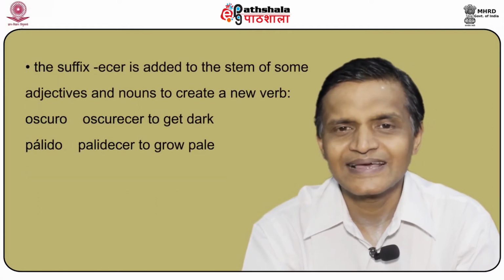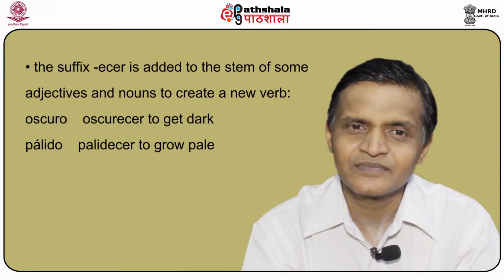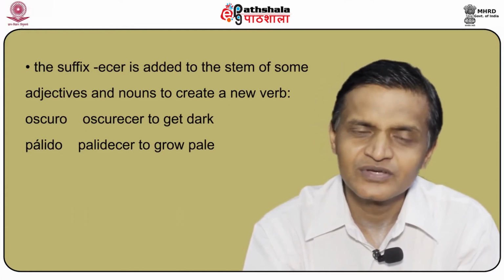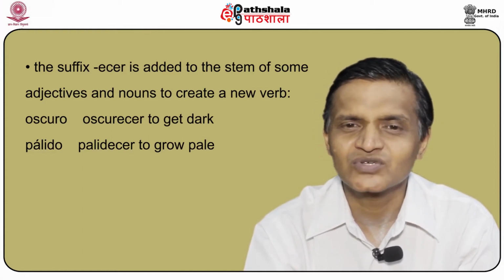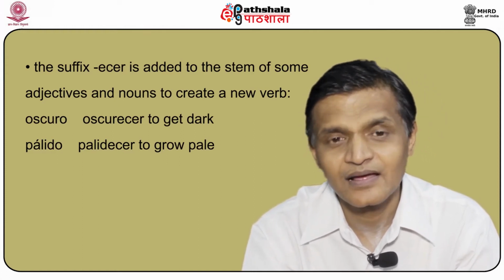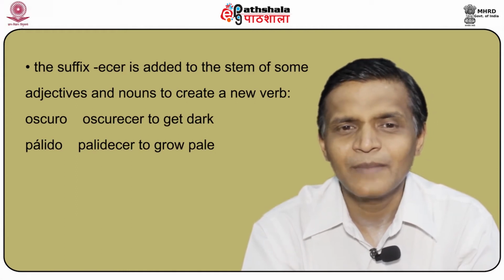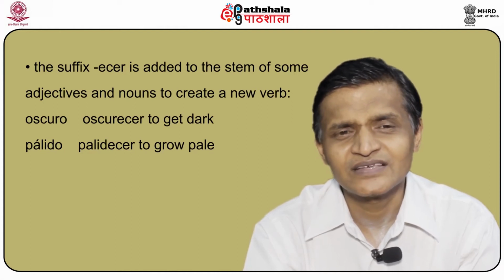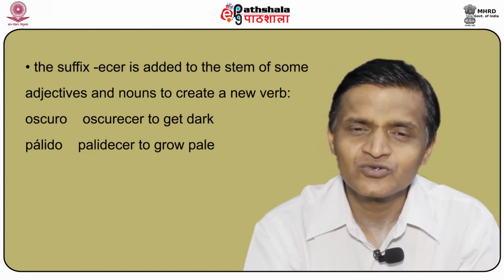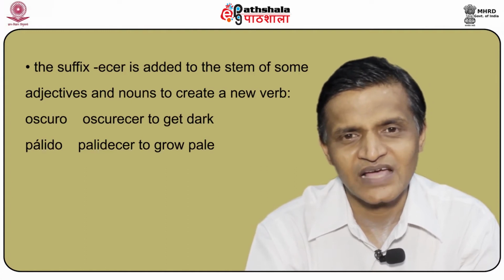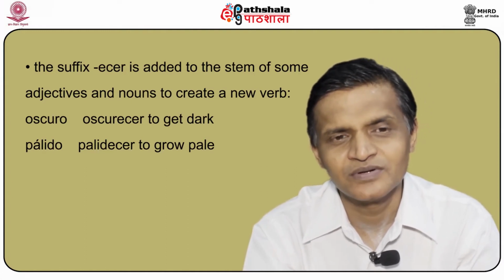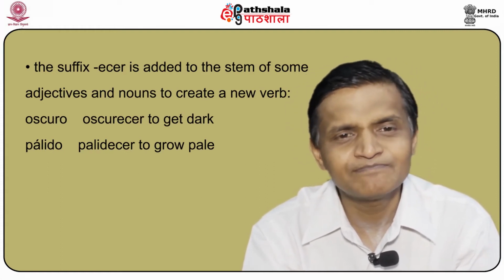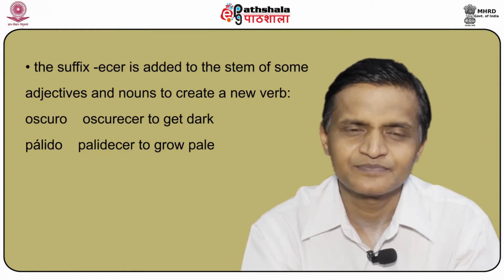The suffix -ecer is added to the stem of some adjectives and nouns to create a new verb. So, oscuro becomes oscurecer, to get dark. Pálido becomes palidecer, to go pale. I repeat that the suffix -ecer is added to the stem of some adjectives and nouns to create a new verb. Oscuro becomes oscurecer and pálido becomes palidecer, to go pale.